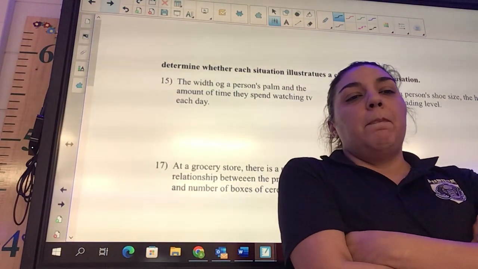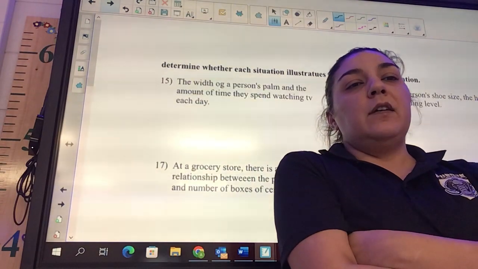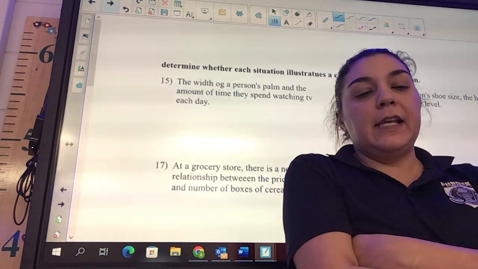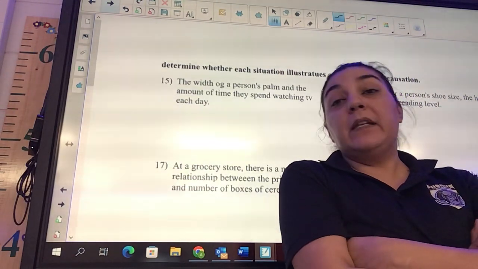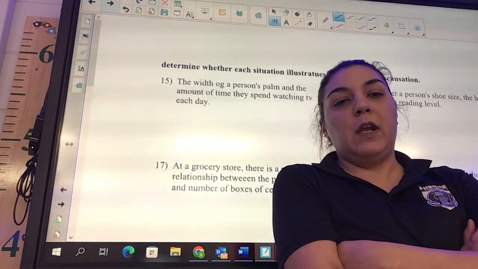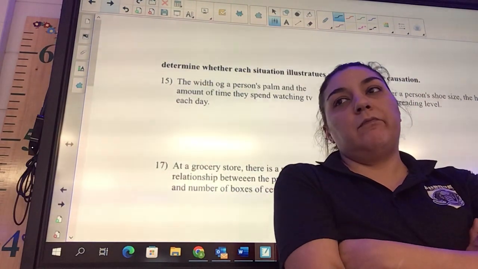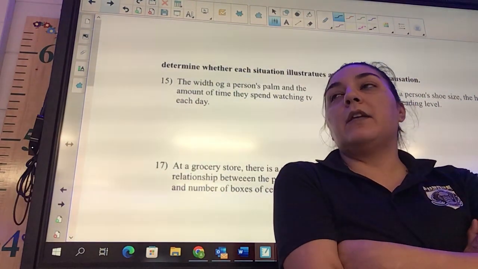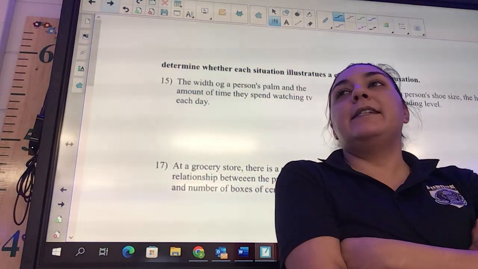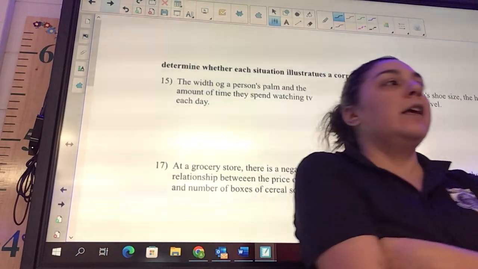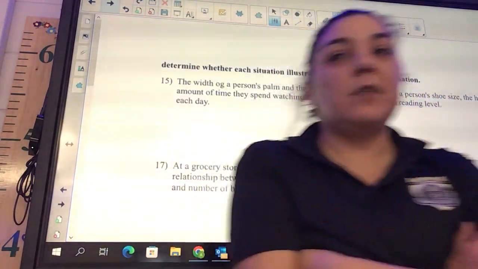When we think of something random, I could say bees come out when the weather's warm. Now that's true for a lot of people, right? Well, what if I live in Alaska? Then that's not true. So it has to be something that's indefinitely true in order to be a causation. That means it's a cause for something else.